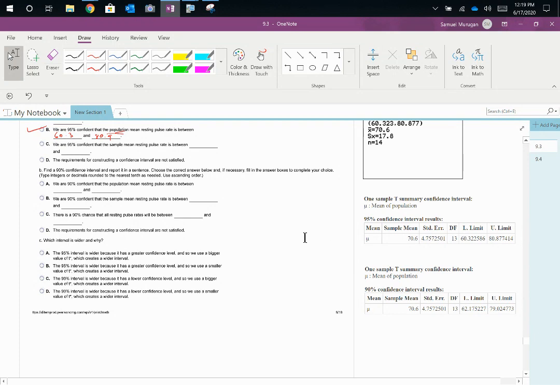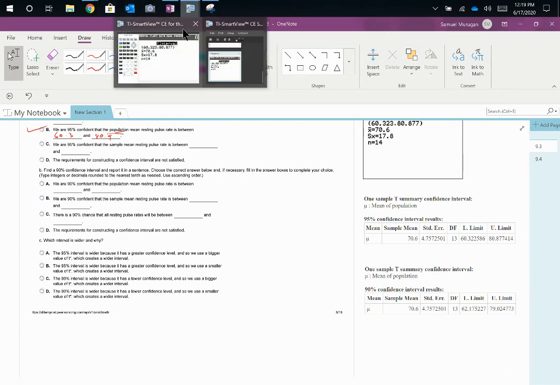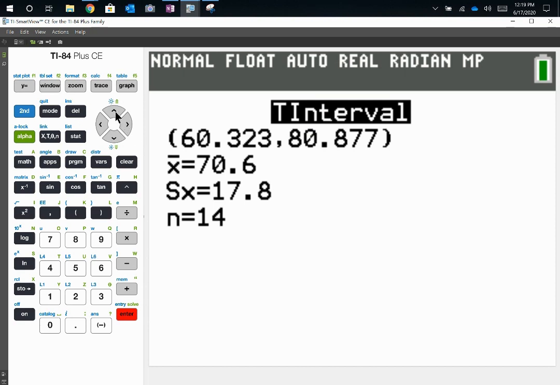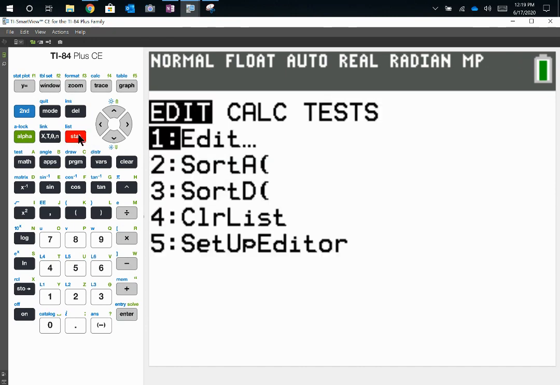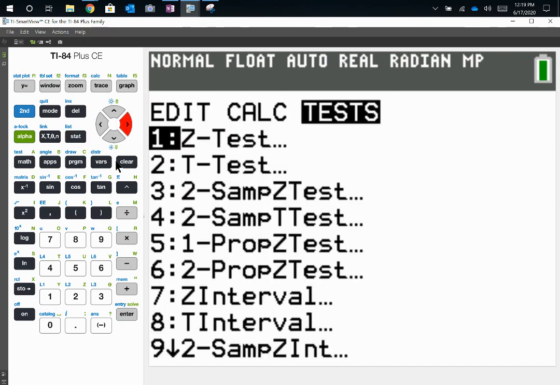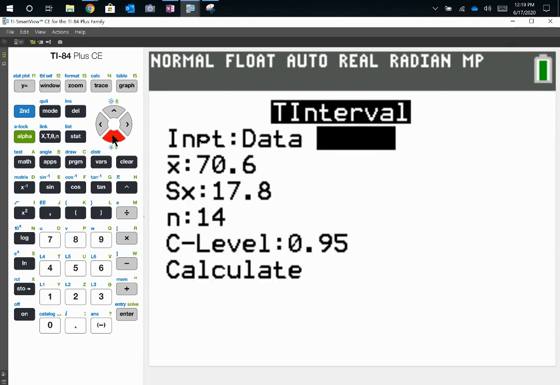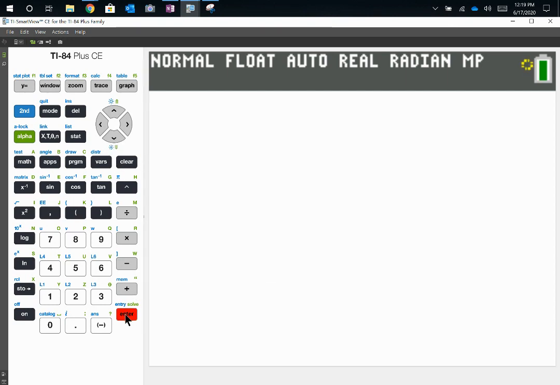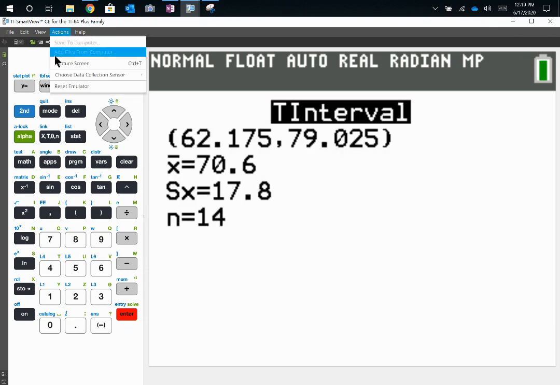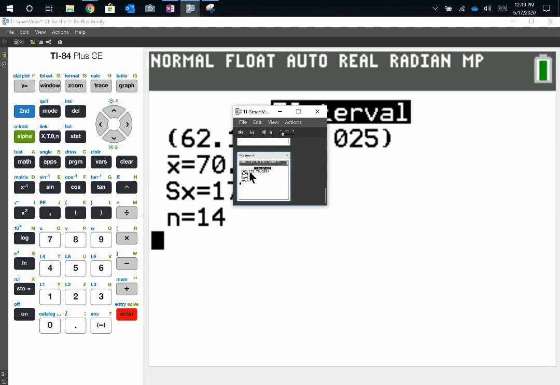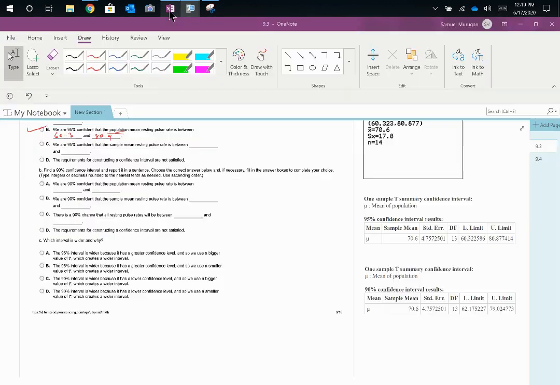Okay, it's different, and we're also going to do this with the TI-84 data. We're going to go back and edit the list that we had for the test, number 8. And the only thing we're going to change is the confidence level to 90%. And this should give the same numbers, yes? 95% confidence, it will give exactly the same number, yes. Copy, paste it.